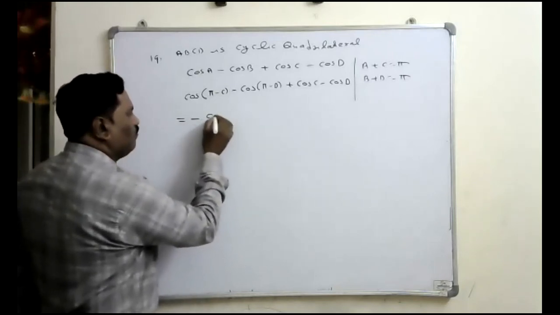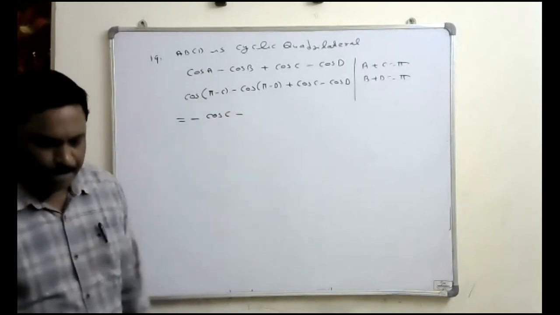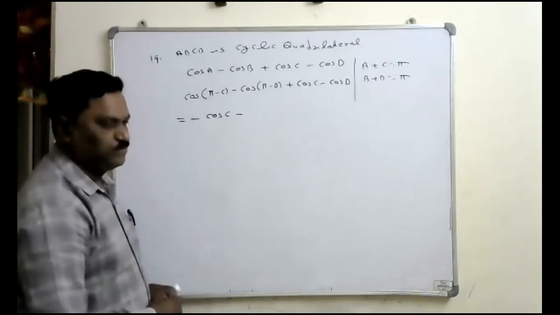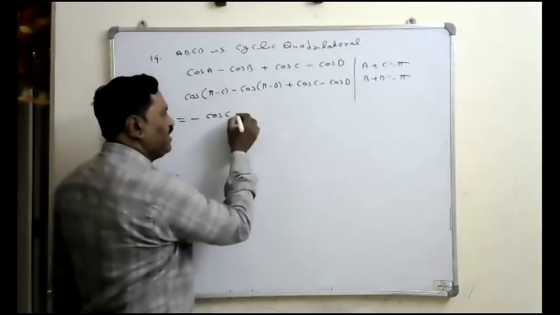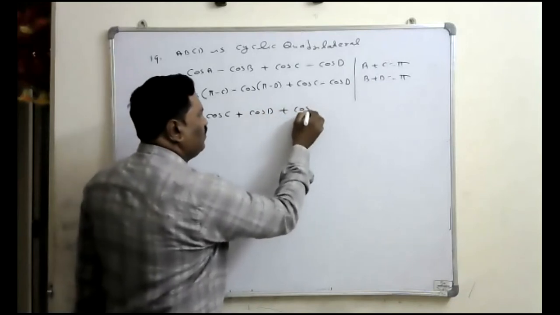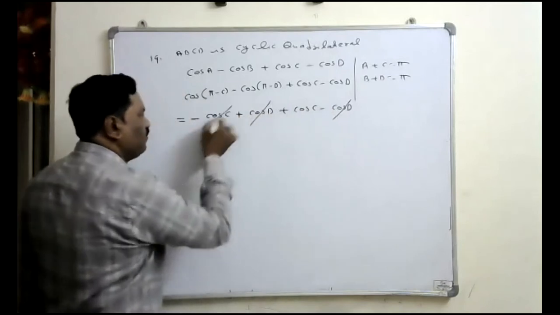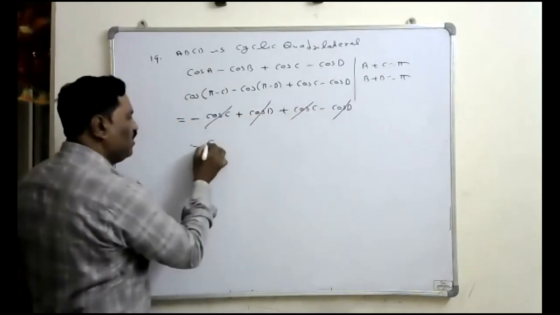Cos of pi minus C is minus cos C. Then minus cos of pi minus D is minus of minus cos D. Already minus is there, so it becomes plus cos D. Plus cos C minus cos D. Here cos D gets cancelled, minus cos C plus cos C gets cancelled, and the answer is 0.